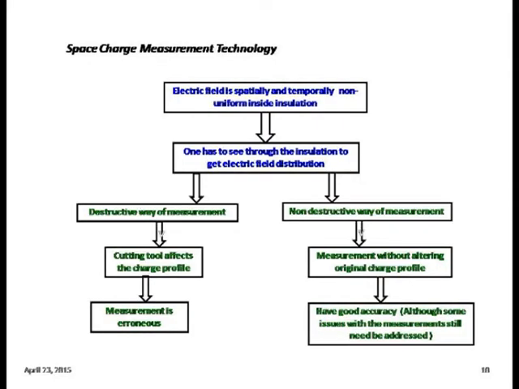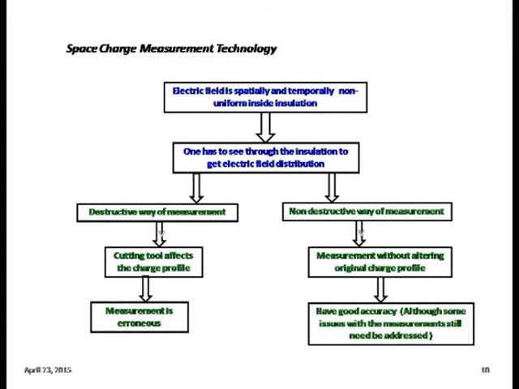Second is the non-destructive way of measurement. How to measure space charge which is inside some insulation by using some tool from outside. This is very interesting actually. It means measurement without altering the original charge profile, that tool should not change whatever charge profile is existing, and it should also have good accuracy. These are the issues in proceeding with the measurement.